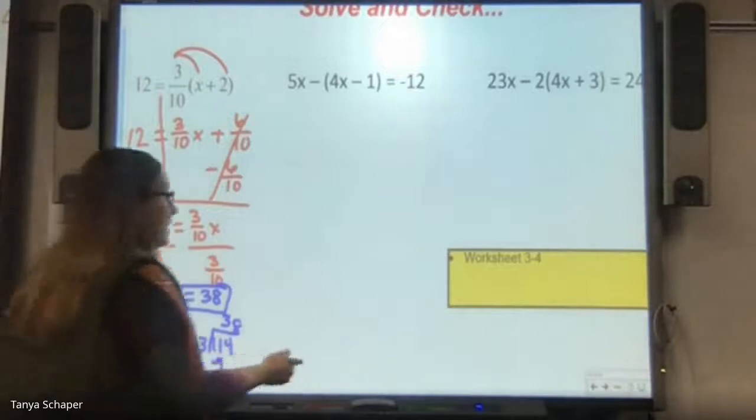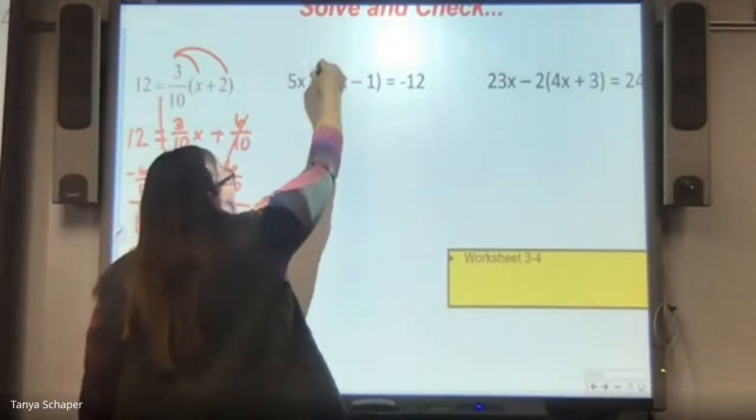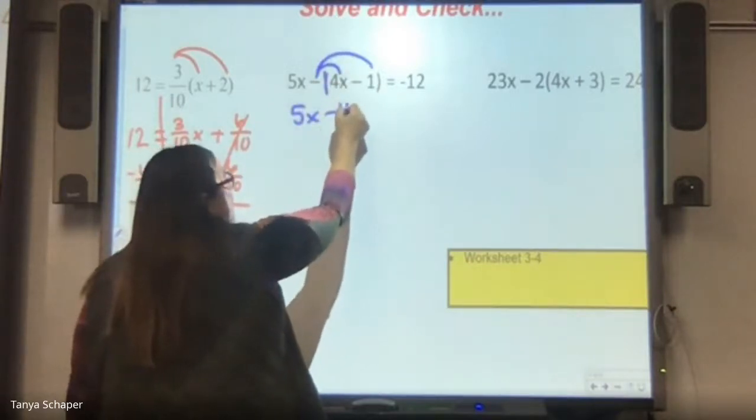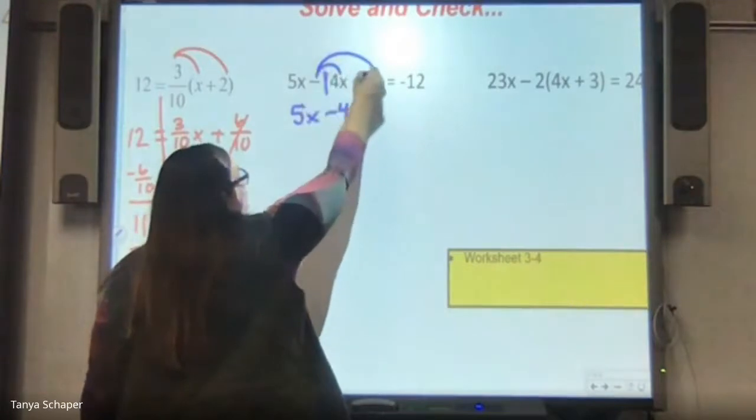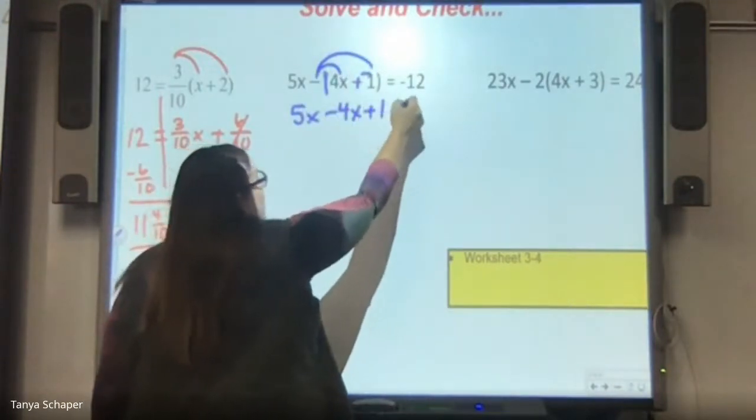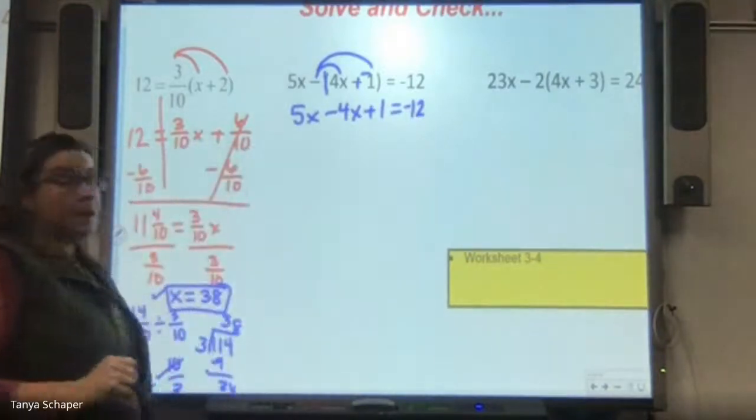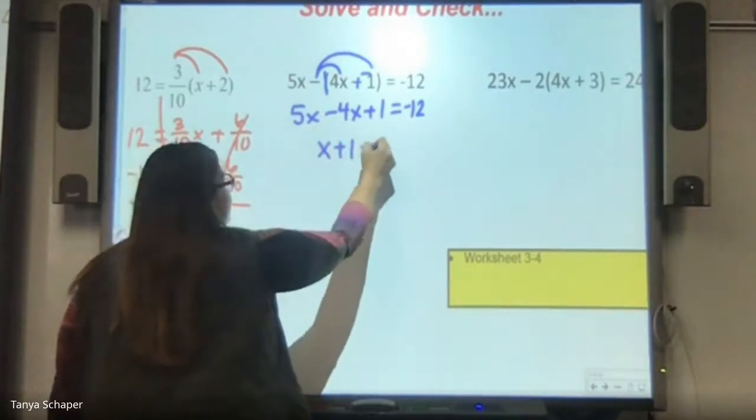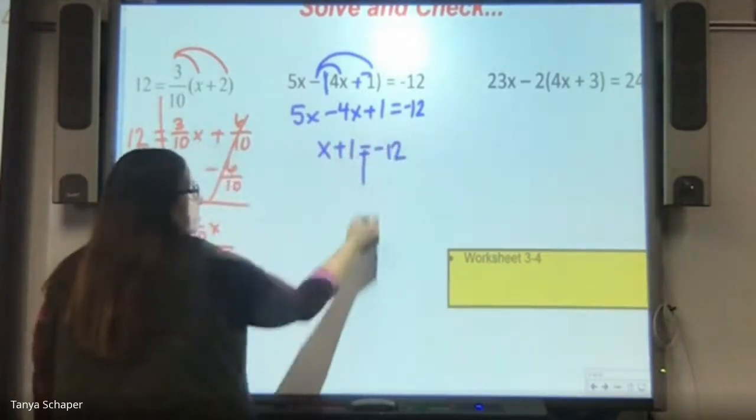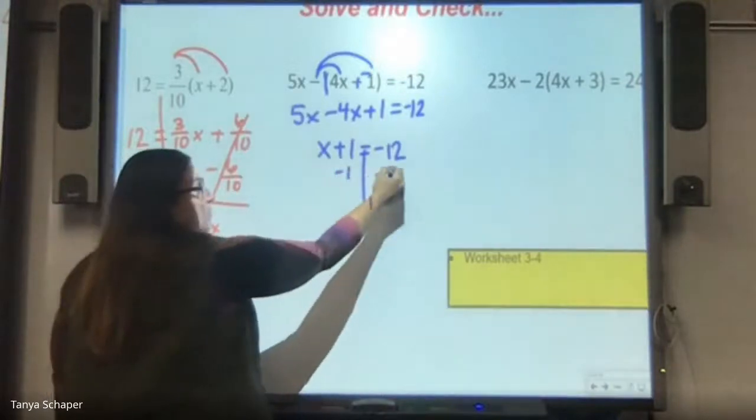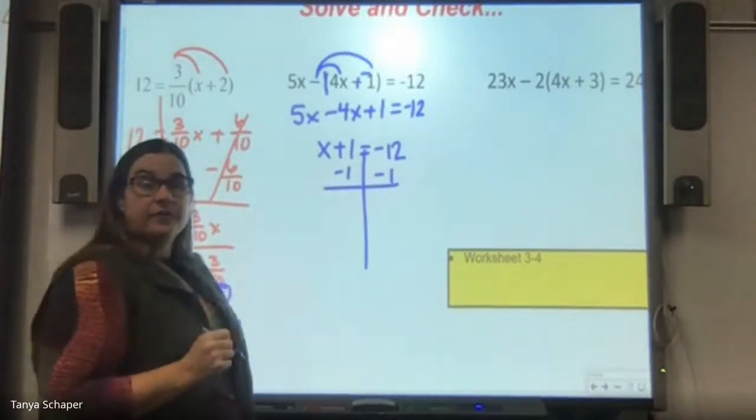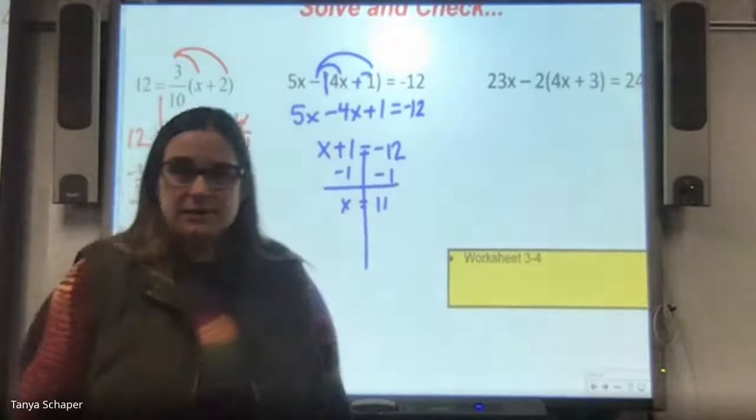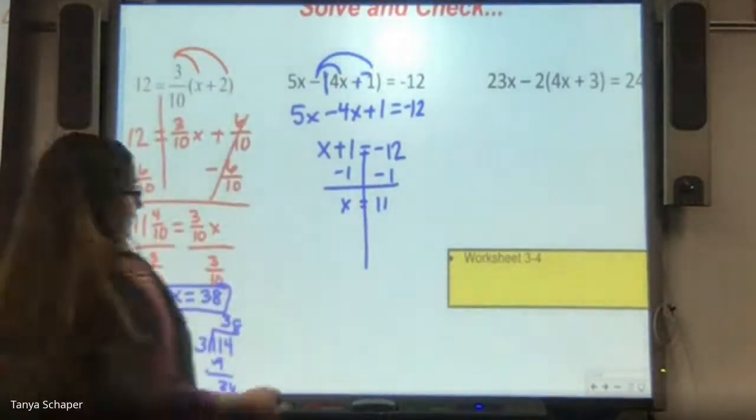All right, next one. When there's no number in front, we put a 1 and distribute that. So 5x, -1 times 4x is minus 4x. -1 times -1 is +1 equals -12. I just distributed. Now I'm going to combine like terms. So x plus 1 is -12. Everything's simplified. I'm going to subtract 1 from both sides. And then from here, I'm going to get that x is equal to 11. So x equals 11.